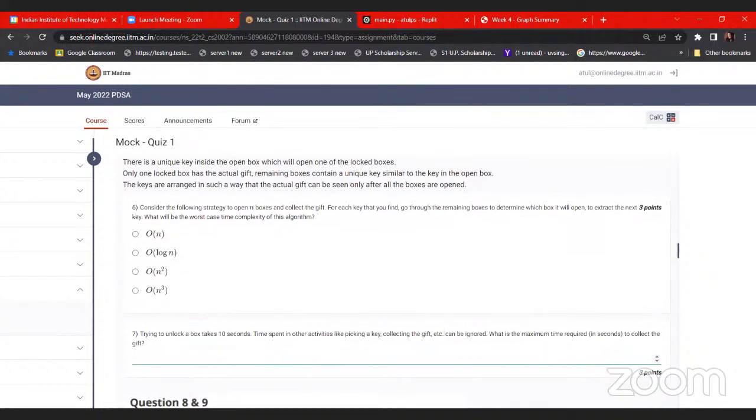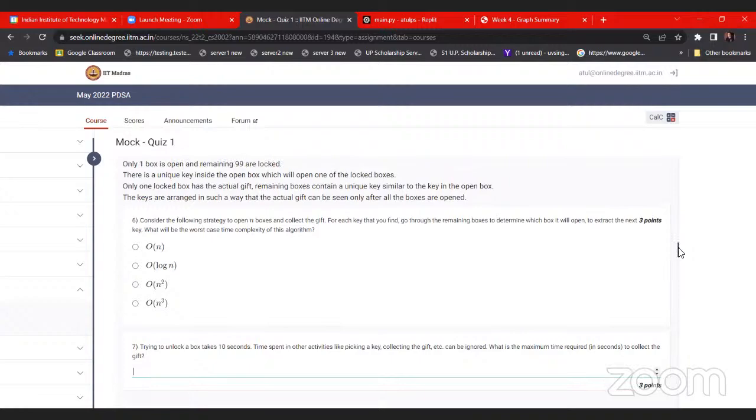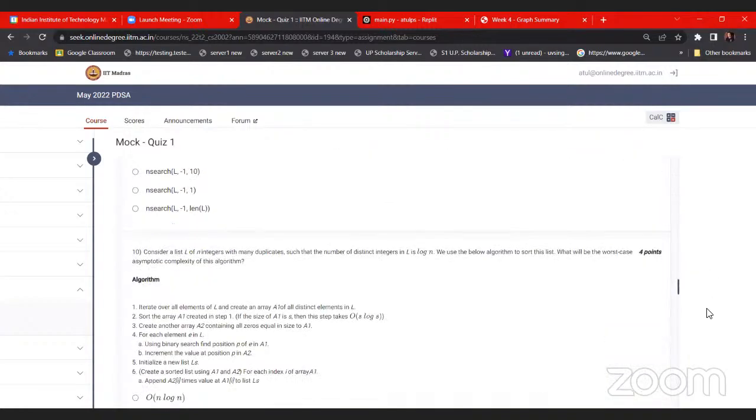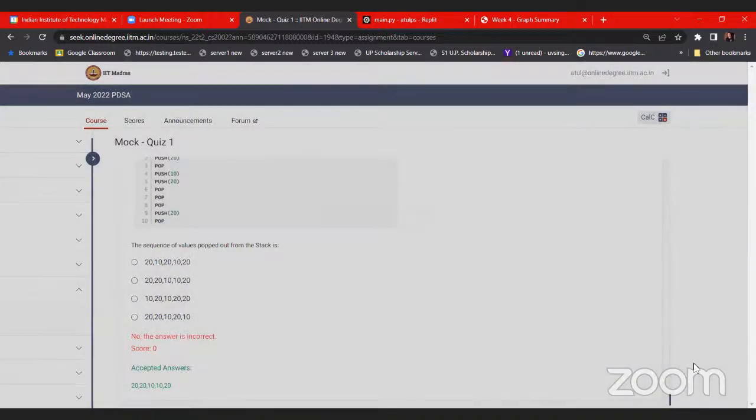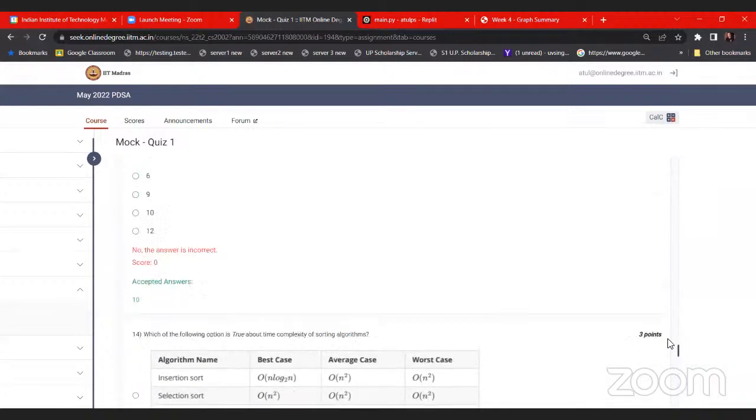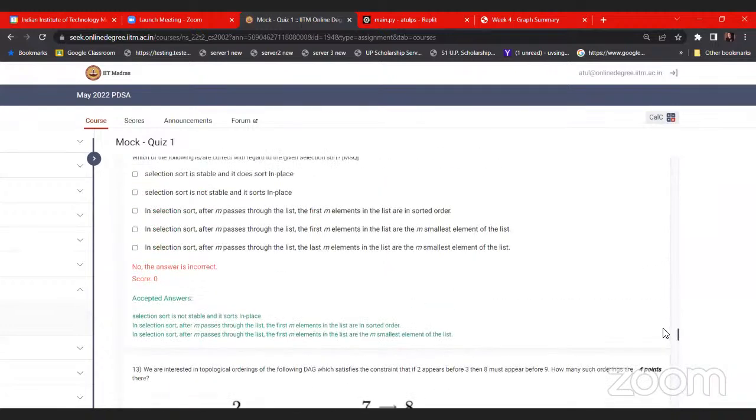Why? I don't know, sir. In question number 6, I think my logic is correct. So what's your logic? Can you explain? Question number 6 is saying that there are 100 boxes, right? Each box is linked with another. Suppose if we open box 1, then we have to check all the 99 boxes to open another one, right?